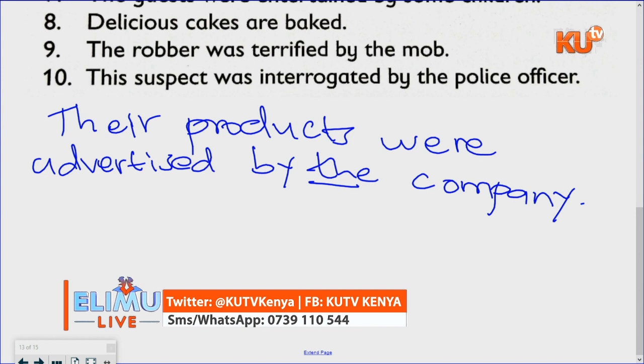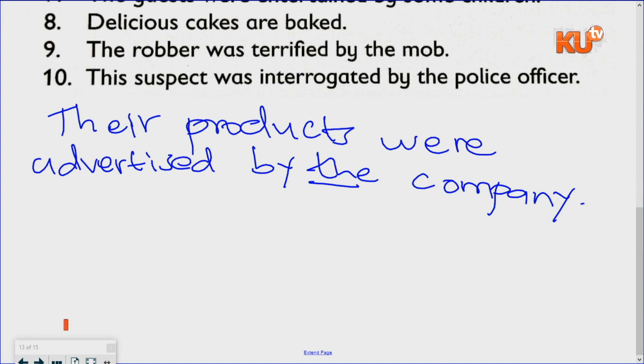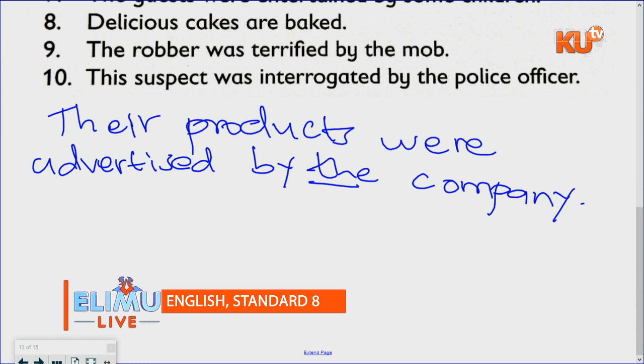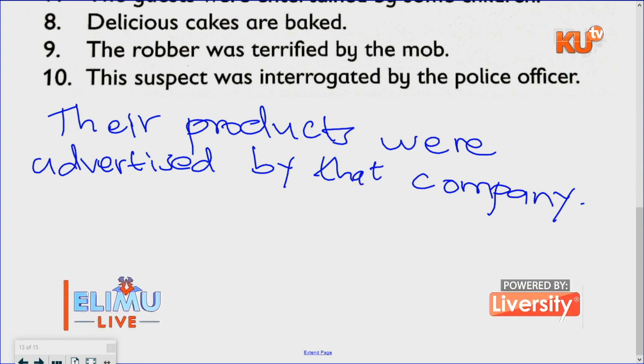So you find that this sentence, even though it's grammatically correct, their products were advertised by the company, very correct grammatically, but it is not the correct answer because the student has changed the sentence. The sentence was initially their products were advertised by that company, not the company, by that company. So an examiner could use that slight error to deviate you from the correct answer.